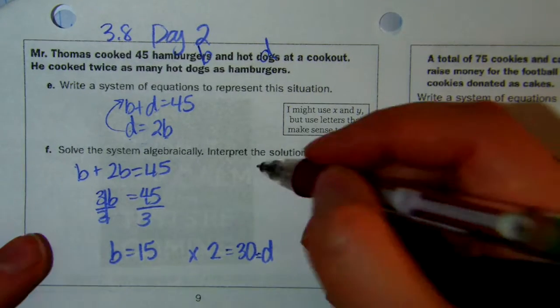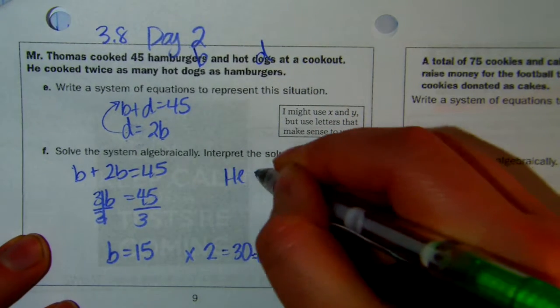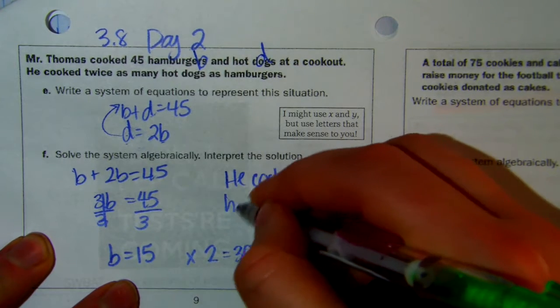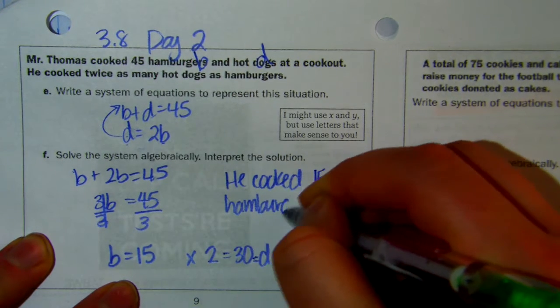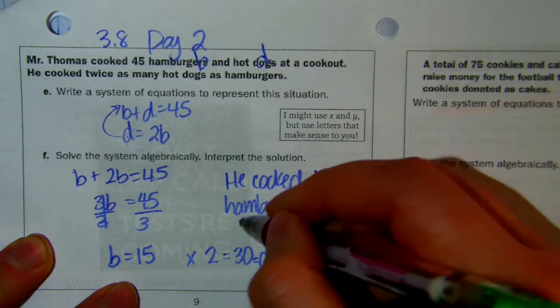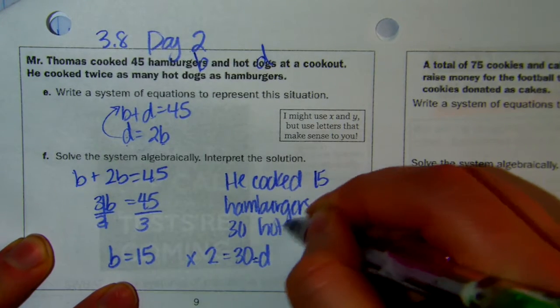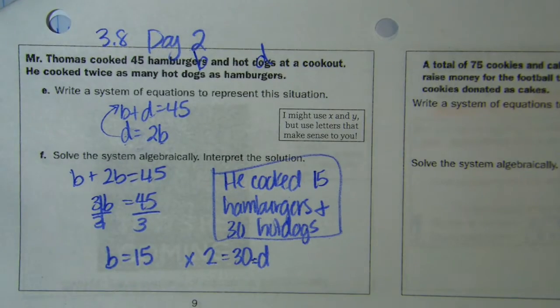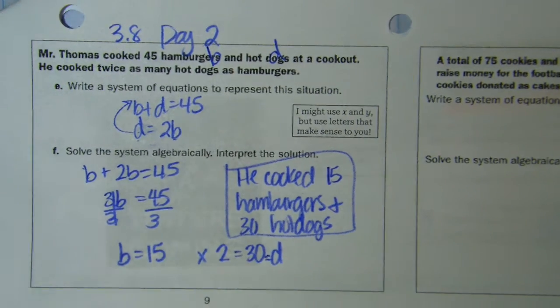So interpreting the solution, he cooked 15 hamburgers and 30 hot dogs. All of that adds up to 45, so we're good there, and twice as many hot dogs as burgers. So our system works.